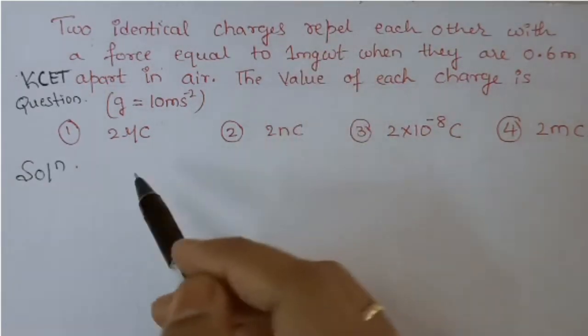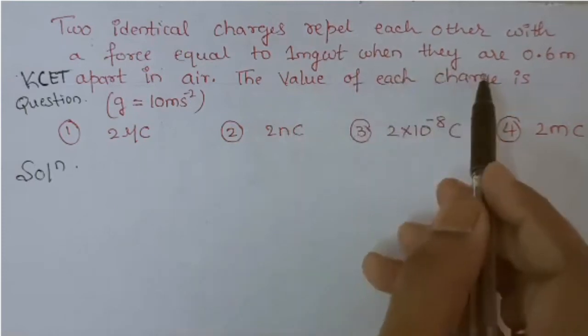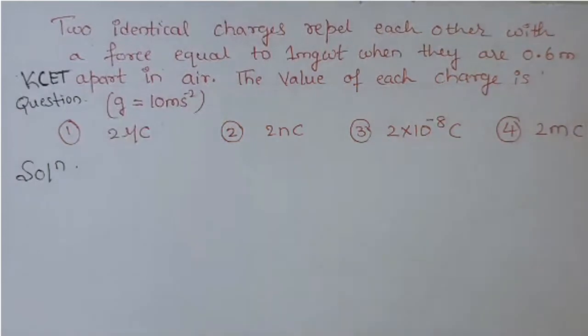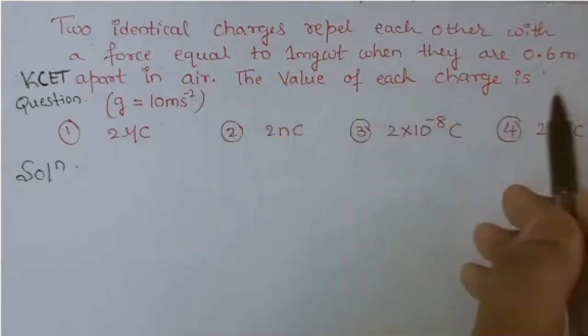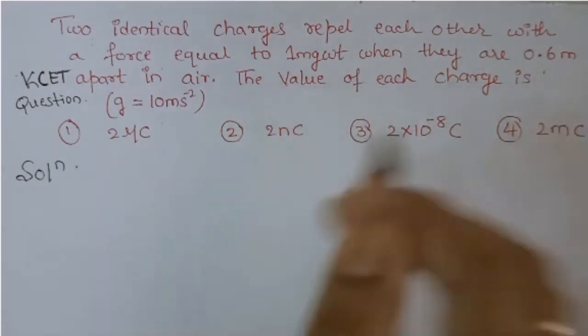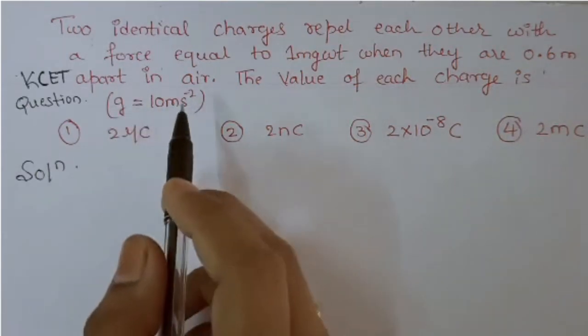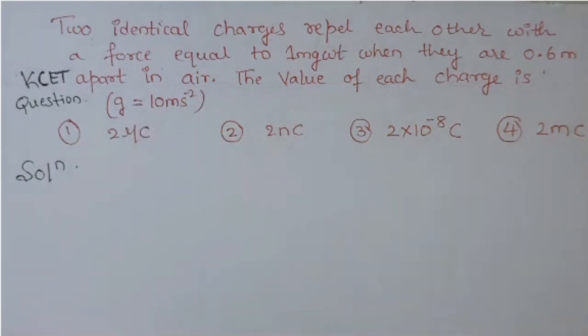Okay, so this is a unit given over here, we will solve it. When they are 0.6 meter apart in air. When the distance between them, R, is how much? 0.6 meter, where they have been kept in the air. The value of each charge is, now we have to find the Q value. And here the acceleration due to gravity value they have given as 10 to make your solution very easy, calculations very easy.